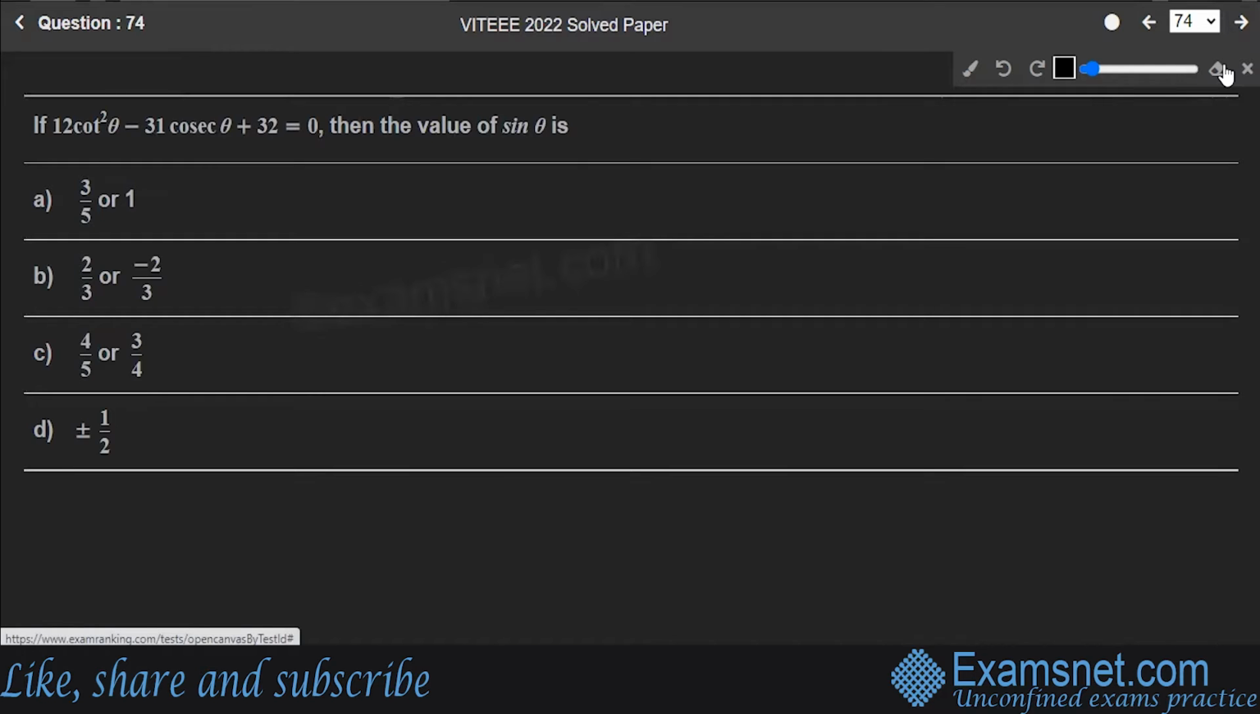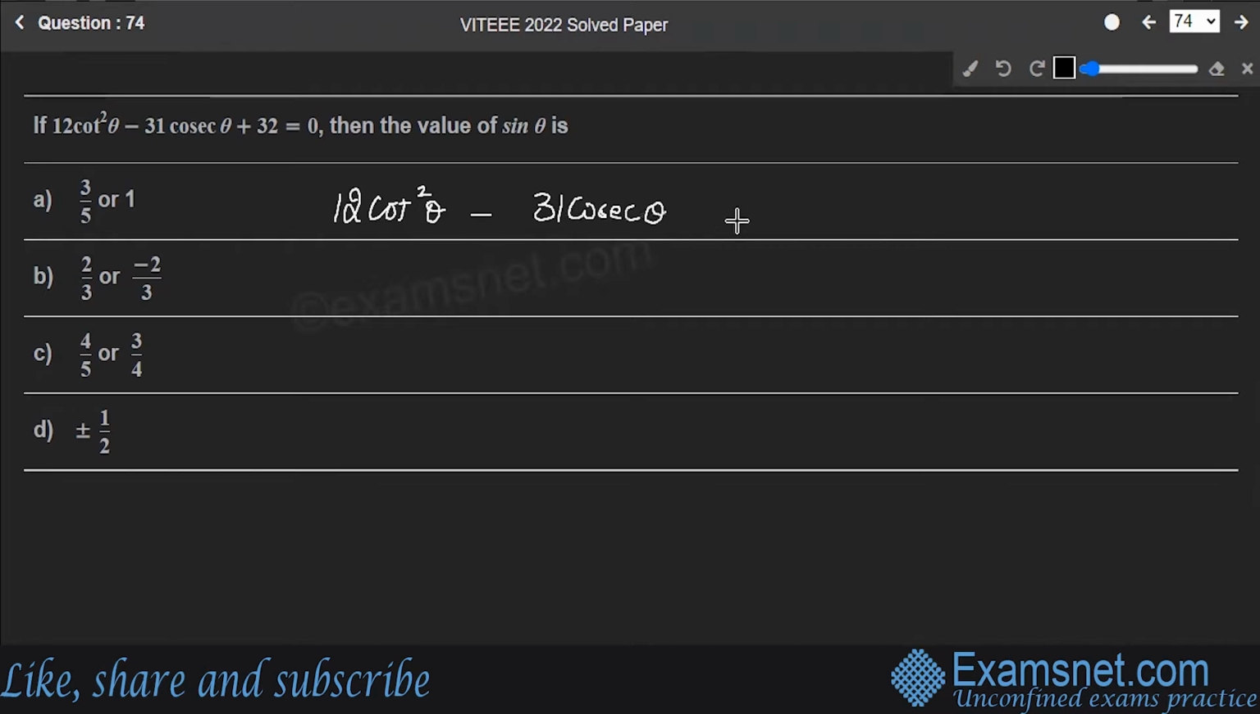It says if 12 cot squared theta minus 31 cosecant theta plus 32 is equal to 0, you have to find out the value of sine theta. Okay. So let's write down the equation. 12 cot squared theta minus 31 cosecant theta plus 32 is equal to 0. So I can write down cot squared theta as cosecant squared theta minus 1, right?